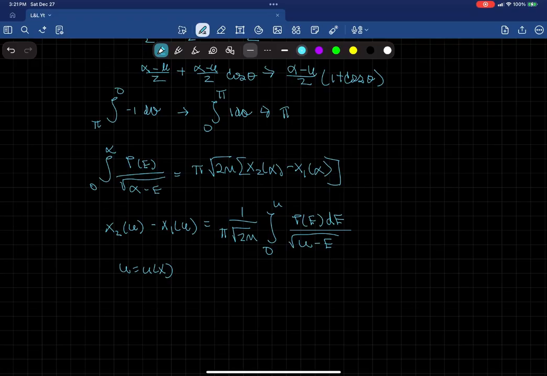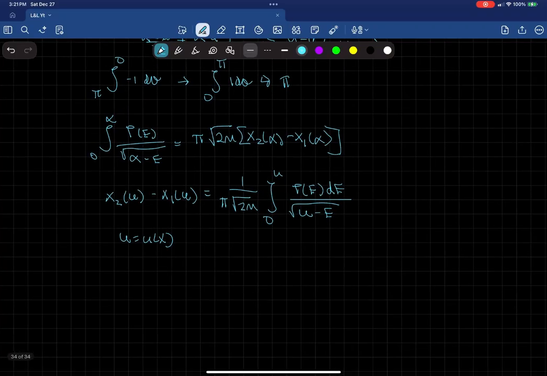This indeterminacy of the solution can be removed if we impose the condition that the curve u equals u of x must be symmetrical about the u-axis. That is, if x2 is equal to negative x1, which can just be defined as x. So if x2 of u equals negative x1 of u, we can just define this as x of u.